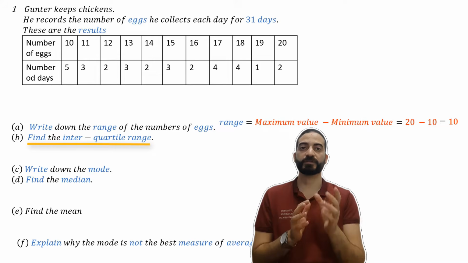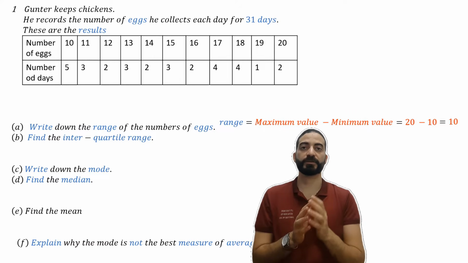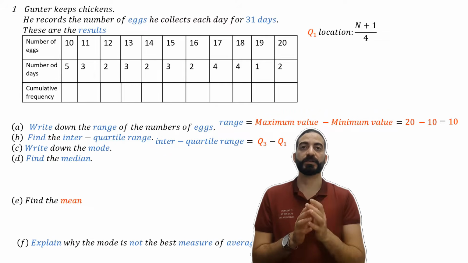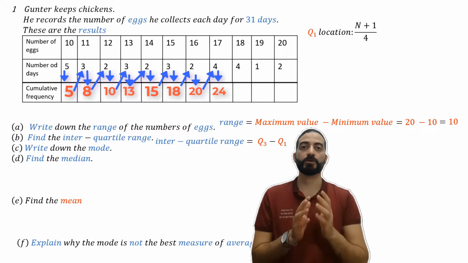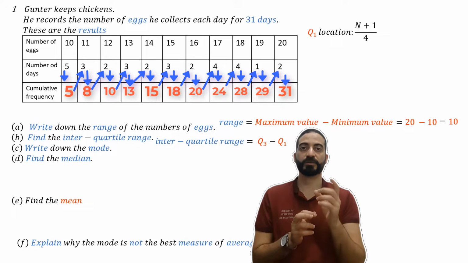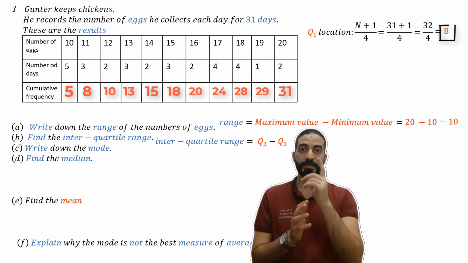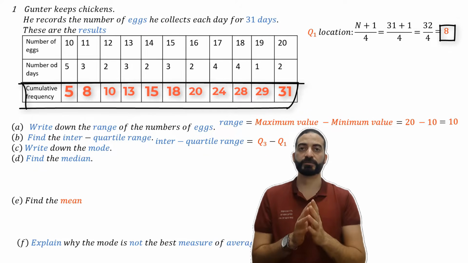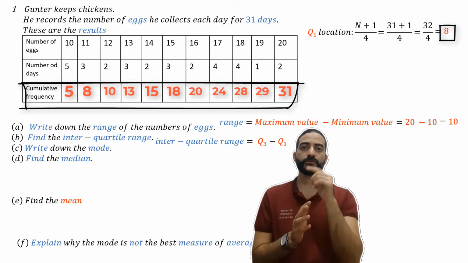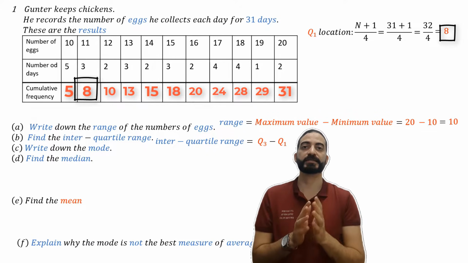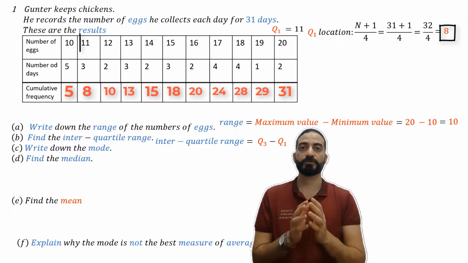Find the interquartile range. It is easier to obtain the interquartile range by first obtaining the cumulative frequency. We obtain the cumulative frequency in this way. Now we start by obtaining the location of Q1, which is n plus 1 over 4, and we obtain the answer. Now we look at the cumulative frequency and search for the Q1 location, which exists here, and now we take the answer to the value. In this way we have obtained Q1.